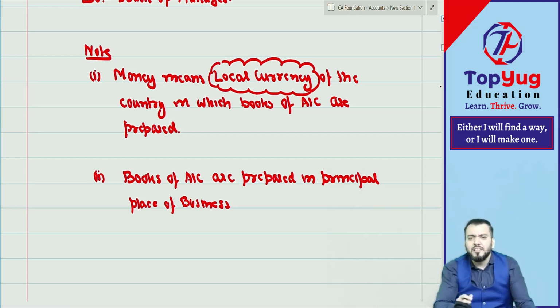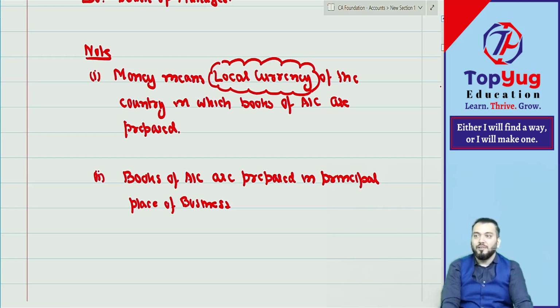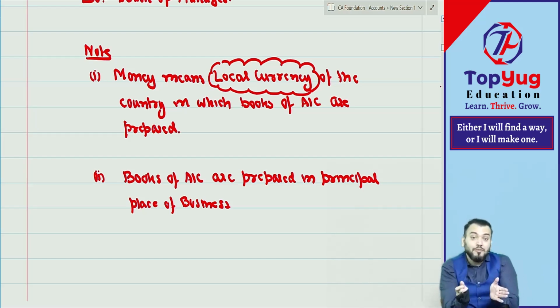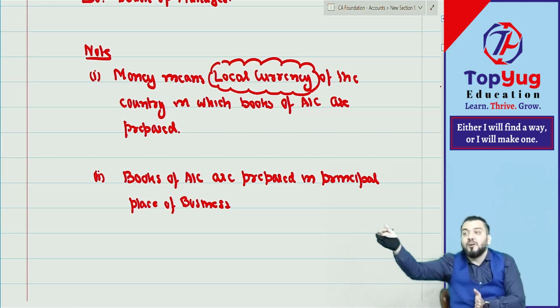It might happen that we are doing a transaction in dollars, meaning we went to the US and purchased a laptop for business. We will pay in dollars. Now the question is, will you record in dollars or rupees? We can convert, but we record in rupees. That is the point. It means we need to find out which is your principal place of business. India may be your principal place of business, but the transaction can be done in foreign currency.